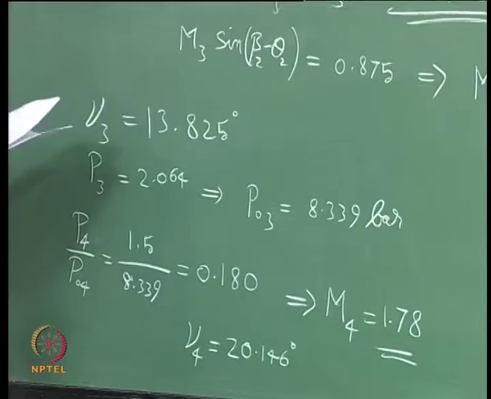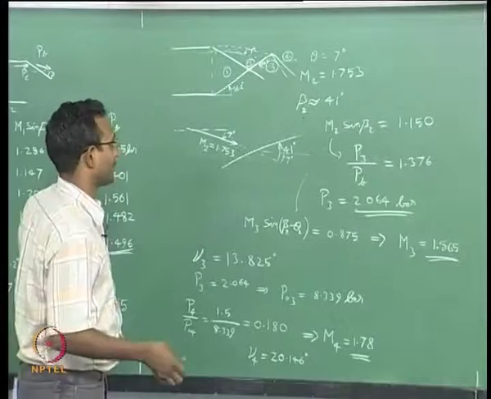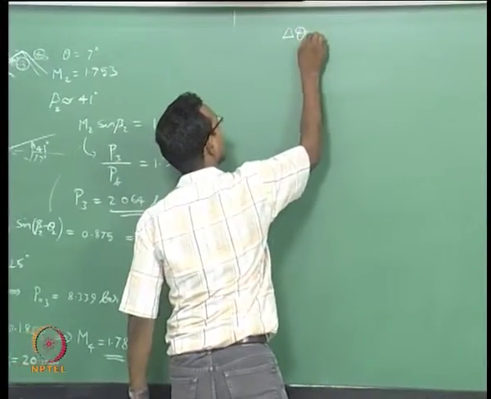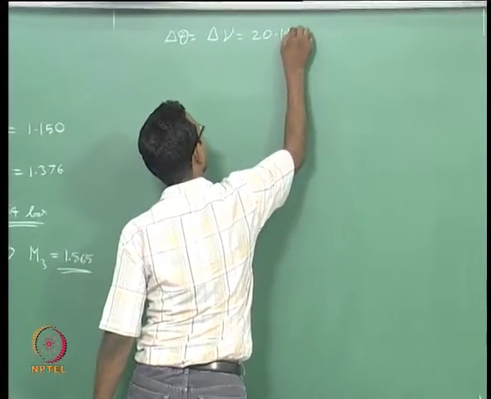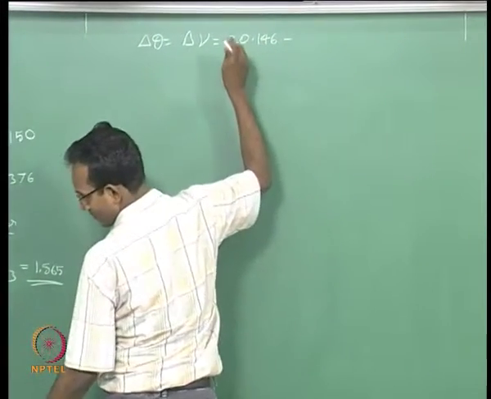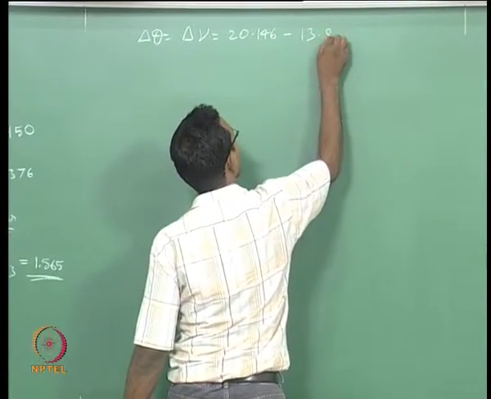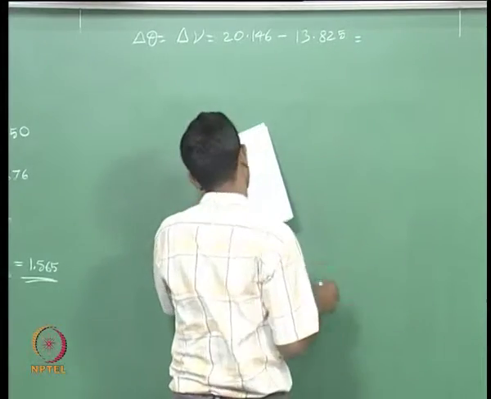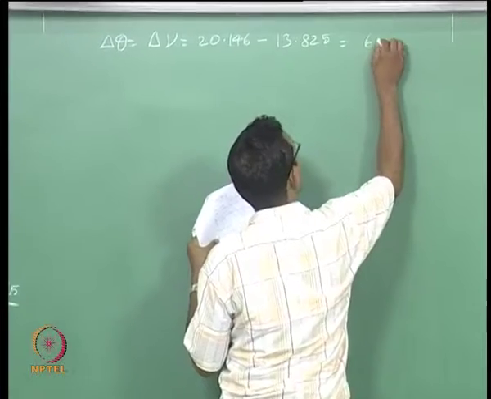Okay. So, now I can find out what is my actual change in angle, delta nu equal to delta theta, that is our Prandtl-Meyer expansion. So, I am going to say my delta theta equal to delta nu equal to 20.146 minus 13.825. Okay. Which happens to be 6.32 degrees.